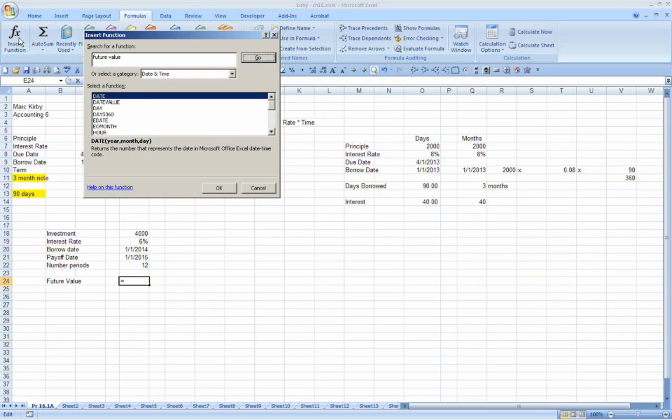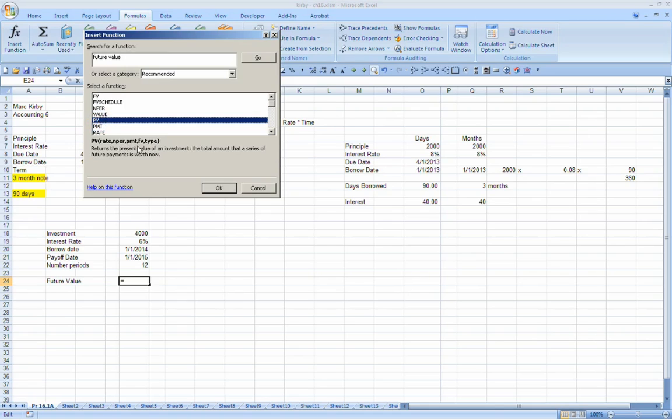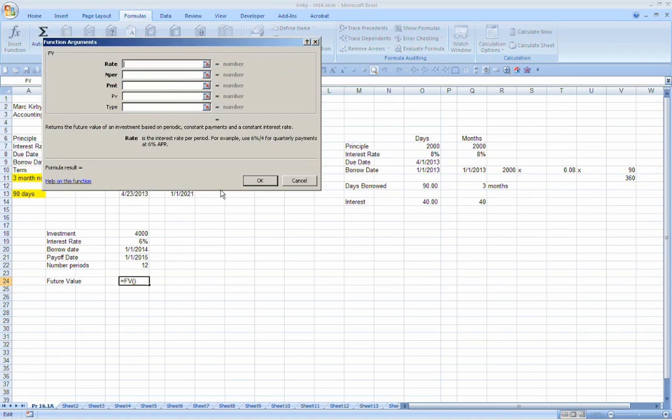Future value. Hit go. It gives me FV. Okay, tells me what it is. Returns the future value of an investment based on periodic, constant payments and a constant interest rate. Wow, looks like it will do annuities for me as well, right? Notice there's a PV also. I bet that's present value. Returns the present value of an investment or a series of future payments. So it'll do it both ways for you. Remember, future value is calculating forward, present value is calculating back. Let's use the future value.